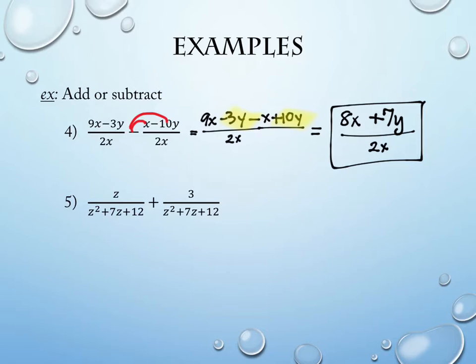On number 5, the denominators match again, but the denominator here is far more complex than the last 3 we've done, correct? They are. So as I'm writing this out, I have z squared minus 7z plus 12. And it's addition, so I just add the two pieces together. I have z plus 3.